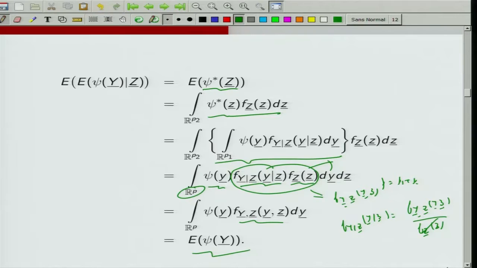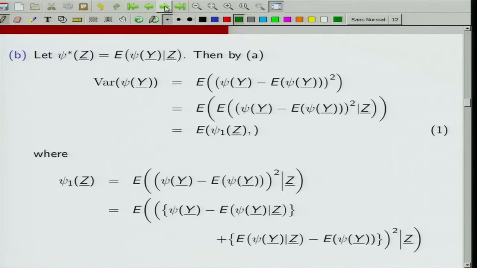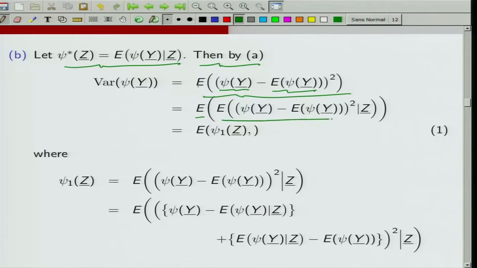Let us go to the similar formula for the variance. So, let psi star z be the expected value of psi y given z. Then by A, variance of psi y is nothing but expected value of psi y minus expected value of psi y, take the whole square and then take the expected value. Now, if I use the result of part A, it says expected value is the same as expected value of conditional expectations. So, this is the same as expected value of this and then expected value of this given z. Let me call this inside quantity psi 1 z. So, this is the same as expected value of psi 1 z.